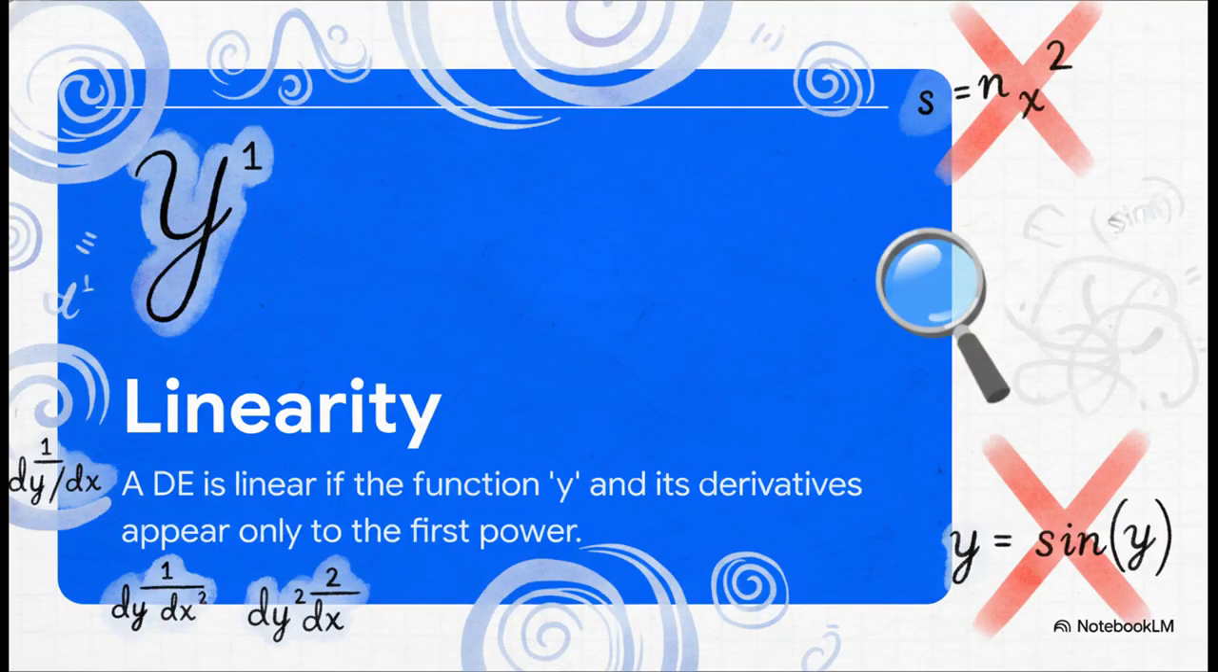All right, next up, linearity. An equation is linear if our unknown function, y, and all its derivatives are, well, behaving themselves. That just means they're all raised to the first power. You won't see any weird stuff like y squared or the sine of y. And trust me, you want to know this because linear equations are way easier to solve.